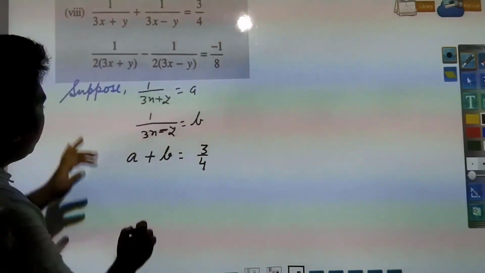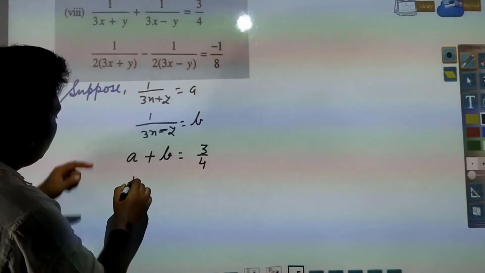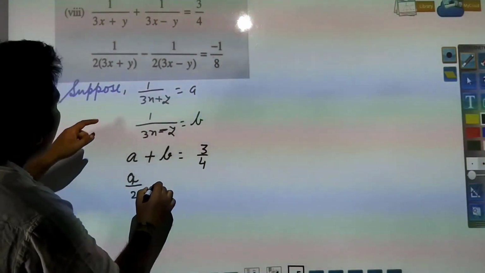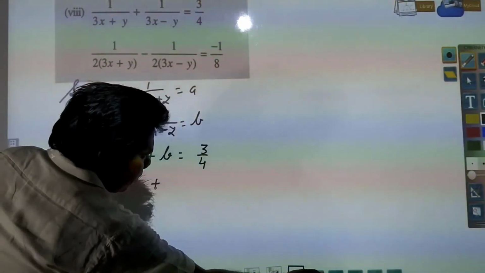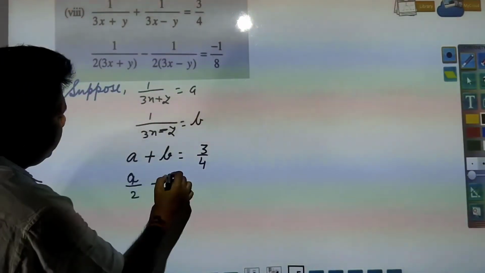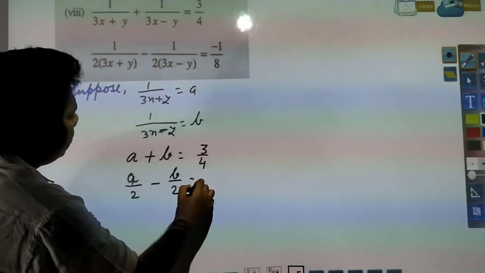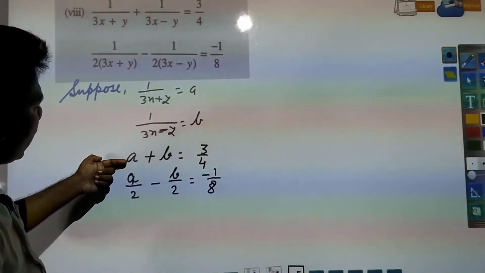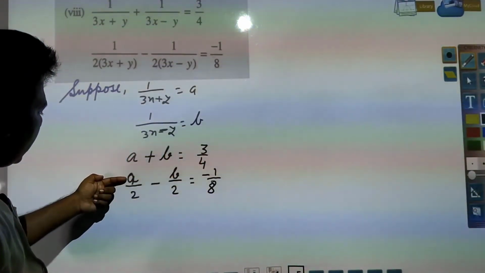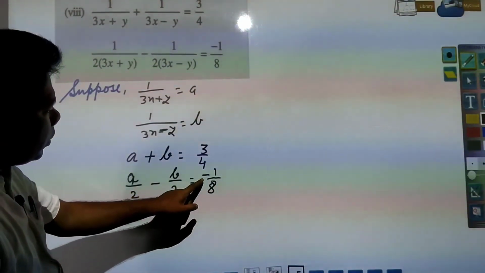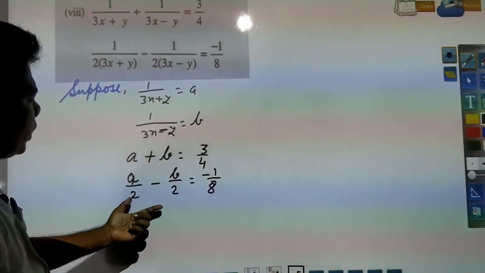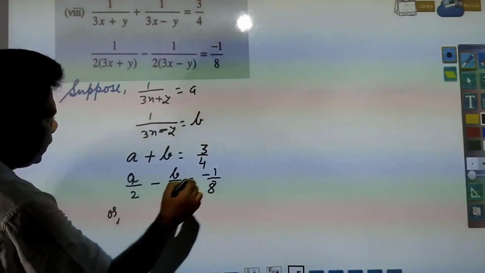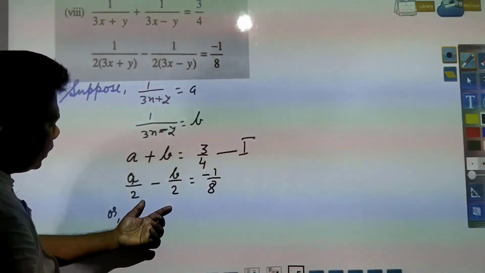And the second equation you will be having a by 2 minus b by 2 is equal to minus 1 by 8. Now you see your equations, you have a plus b is equal to 3 by 4 and a by 2 minus b by 2 is equal to minus 1 by 8. So what is required to be done? This second equation what you have got, this you simplify, and this you assume as the first equation.